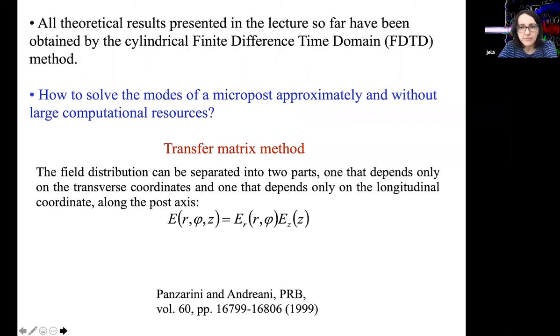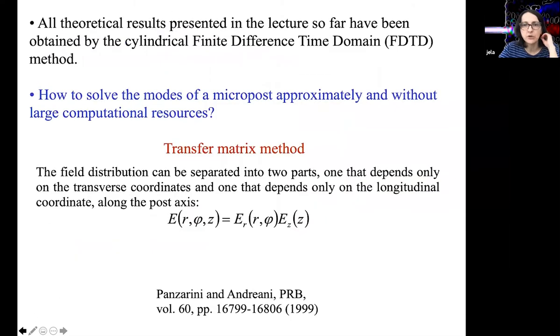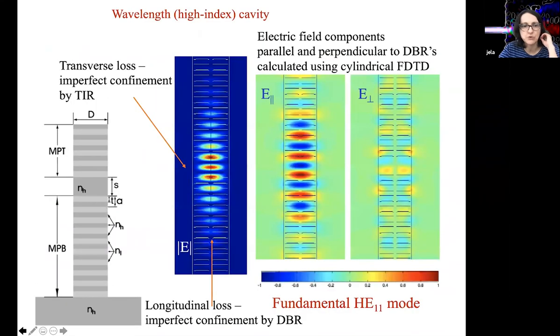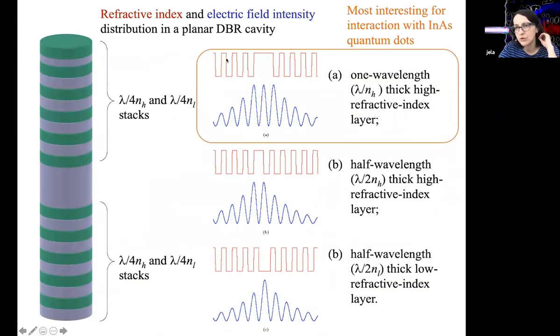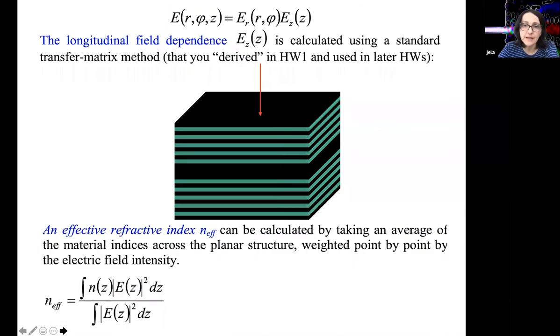So how would we solve this problem? This is following the reference at the bottom. First, you solve the problem in exactly the same way that you solved it in your homework. You take this structure, you take the stack, and you find E_z of z, which is the distribution along the axis, just from the transfer matrix method. Okay, so you just find the field distribution from the transfer matrix method, and you will obtain something that looks like the pictures that I showed you before. This is what you already had in your homework. So that gives you the axial distribution, E_z of z.